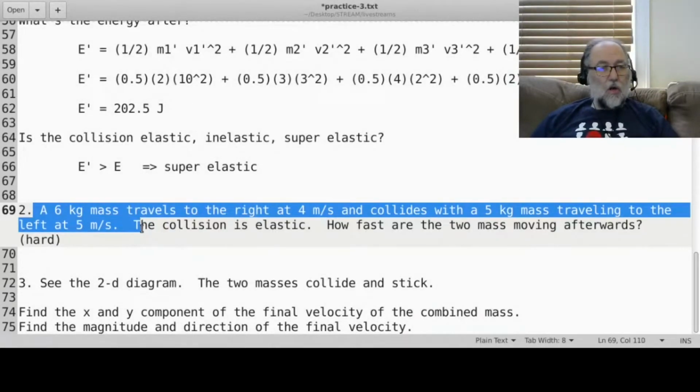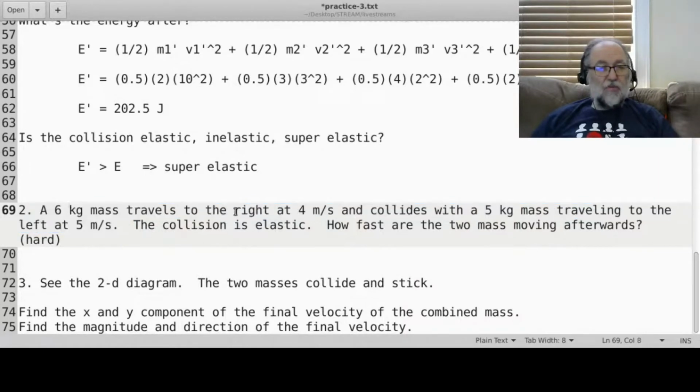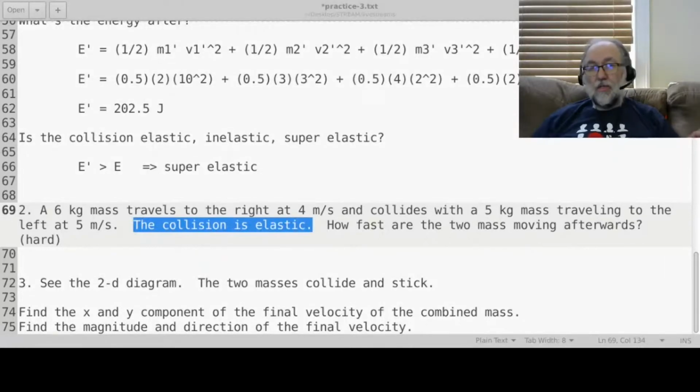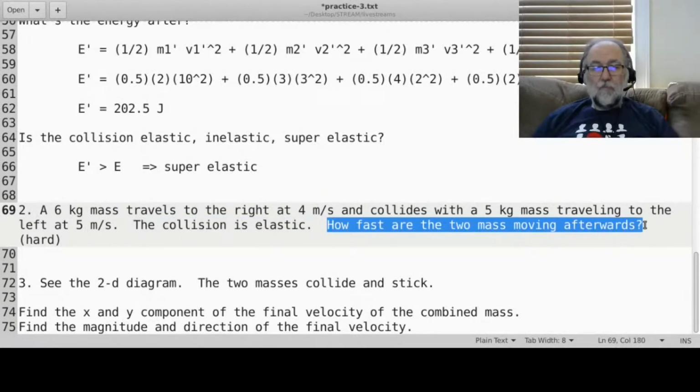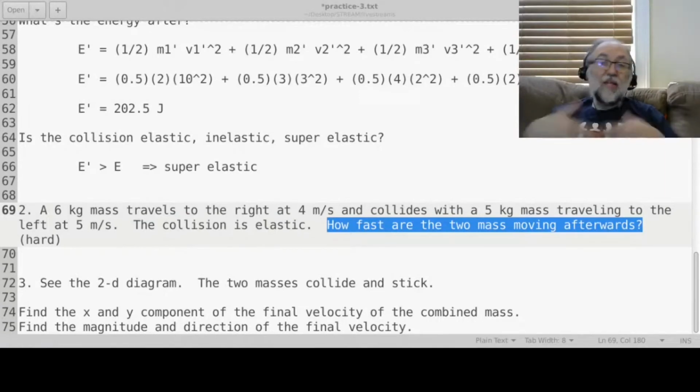So it's the same situation where you have a 6 kilogram mass moving to the right at 4 meters per second, collides with a 5 kilogram mass moving to the left at 5 meters per second. The collision is elastic, so I'm telling you that this collision is elastic. And how fast are the two masses moving afterwards? Now, implicit in this, things aren't breaking apart. The two masses retain their integrity during the collision. I didn't say that, but it's kind of implied in the problem.